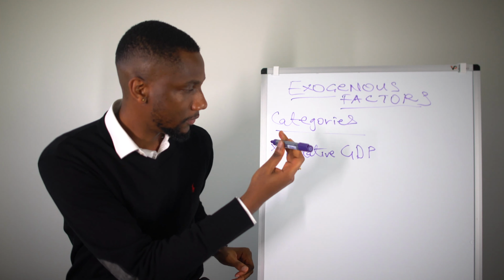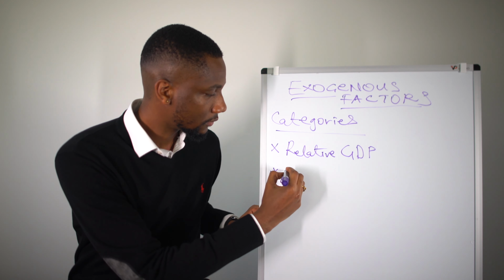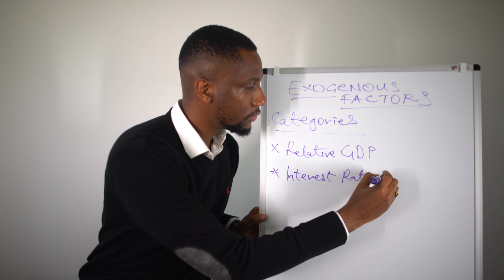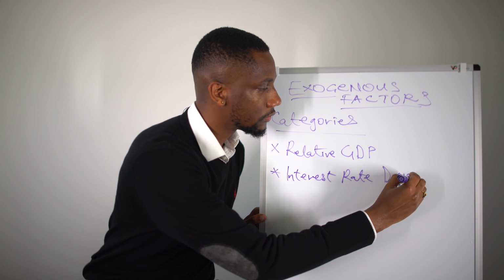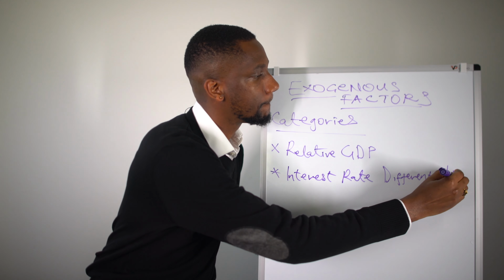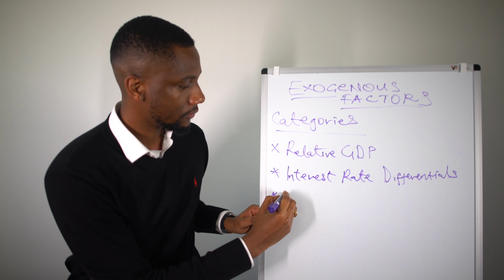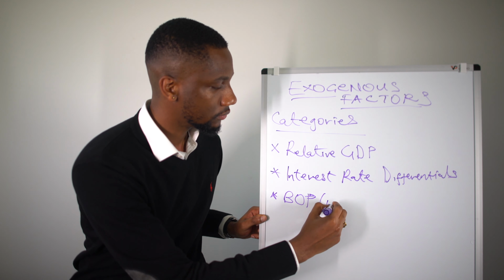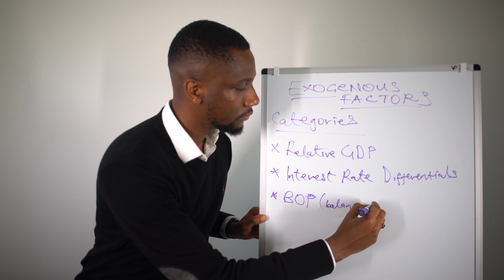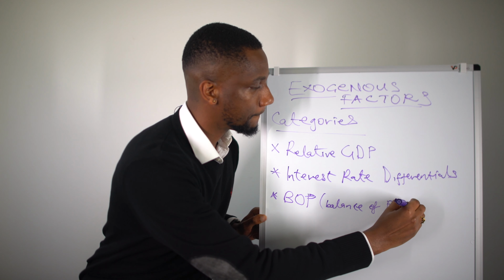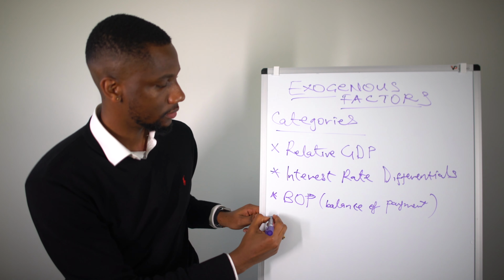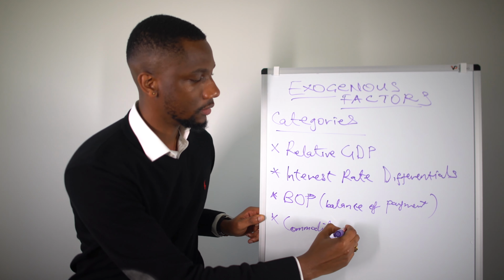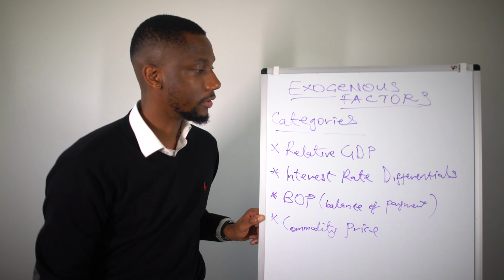So I've written relative GDP already. Interest rate differentials. BOP, that's balance of payments. And then commodity price. You can say price of commodity. You can say commodity price.